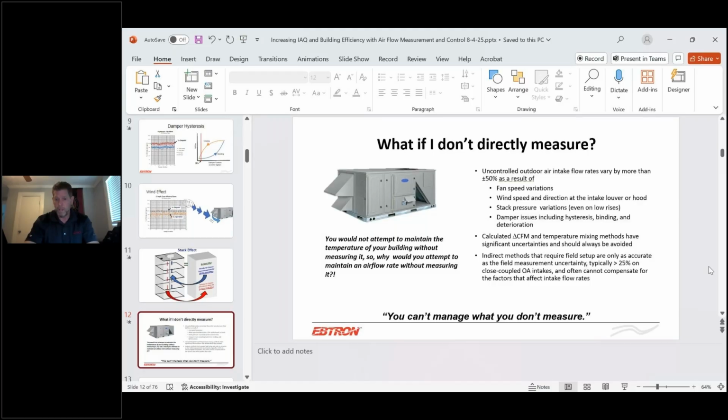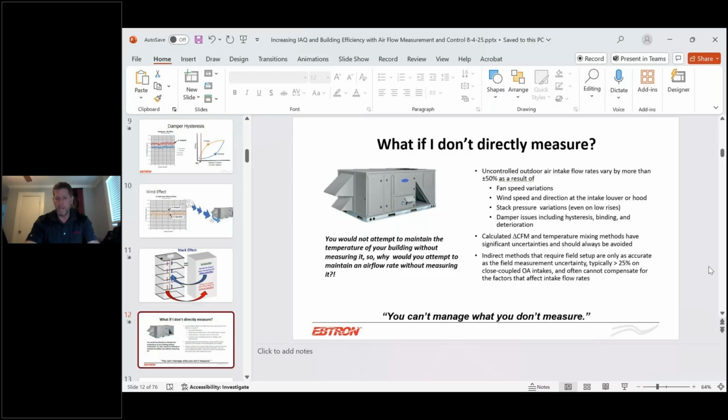There are some, back in the day, before there were direct airflow measurement devices such as we have now, there were different ways to calculate it. So there was a delta CFM method where I would calculate my supply air, calculate my return air, do the math, and say, okay, I know I have so much outside air coming in because it's a difference between my supply air and my return air. That's not always the most accurate way of measuring it.